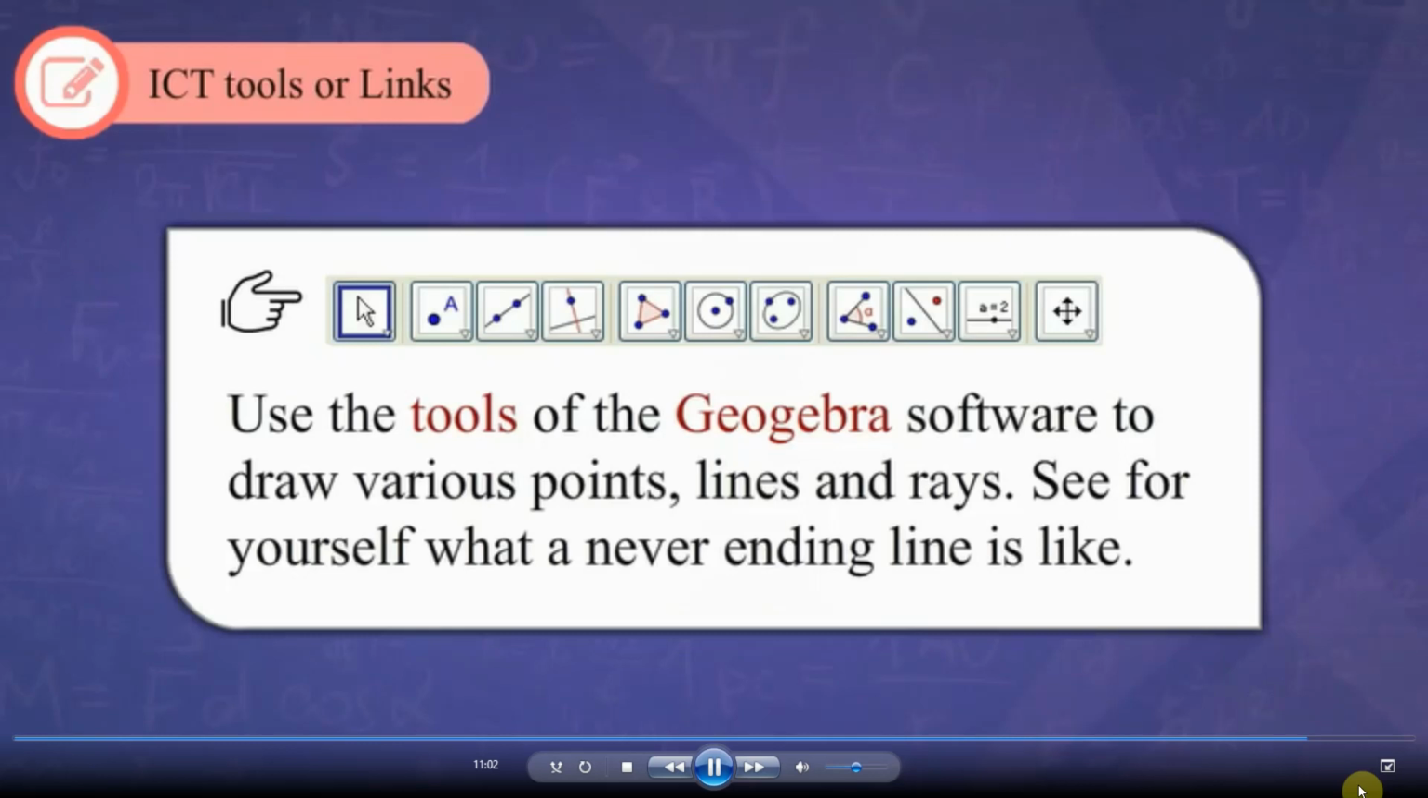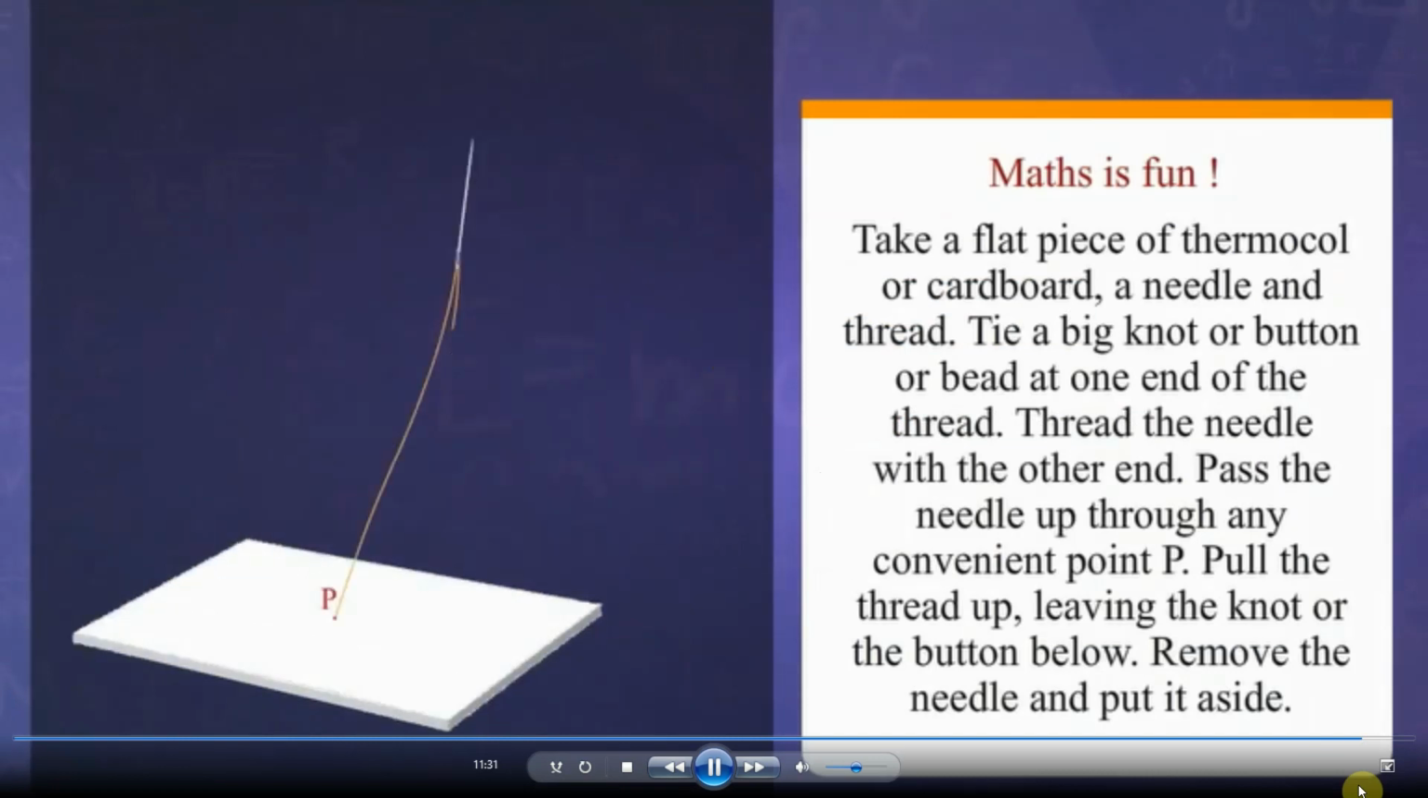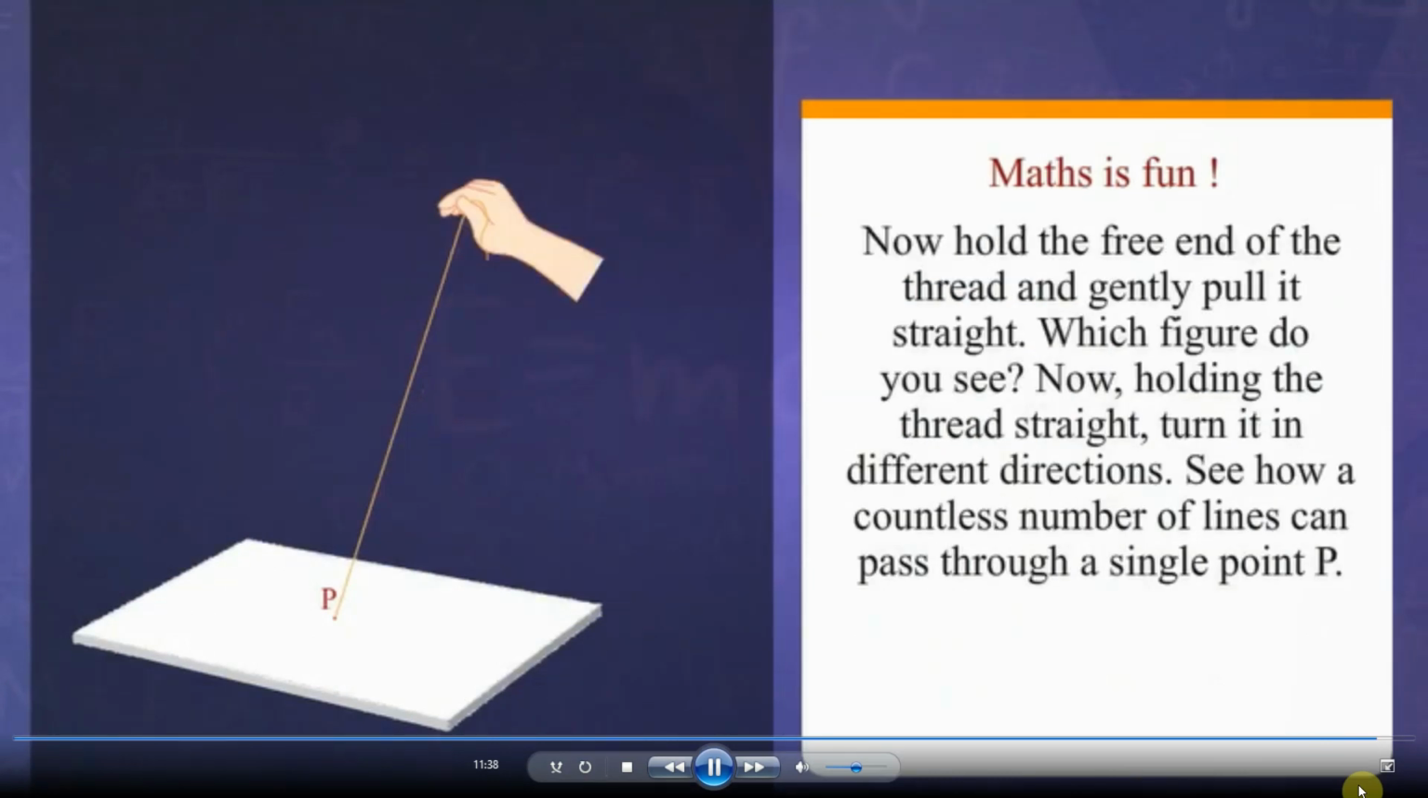Tie a big knot or button or bead at one end of the thread. Thread the needle with the other end. Pass the needle up through any convenient point P. Pull the thread up, leaving the knot or the button below. Remove the needle and put it aside. Now, hold the free end of the thread and gently pull it straight.